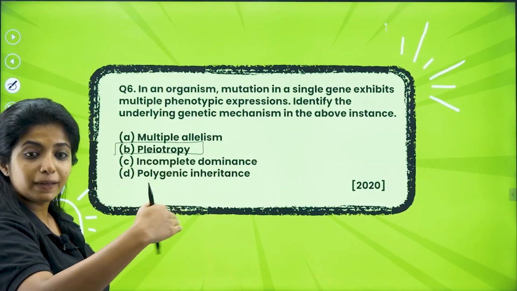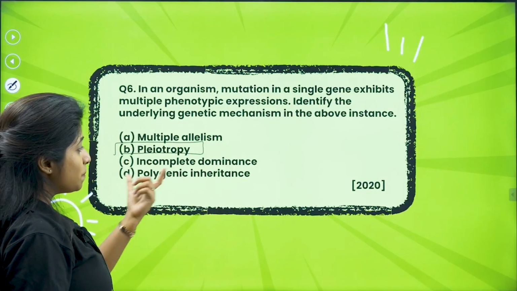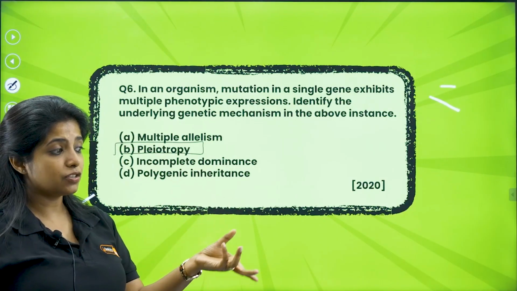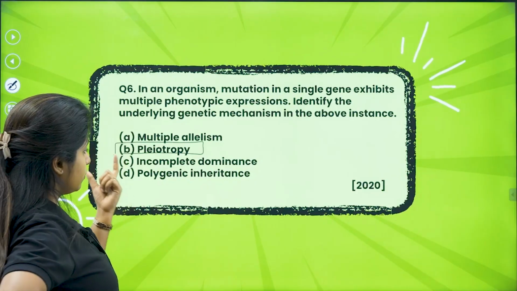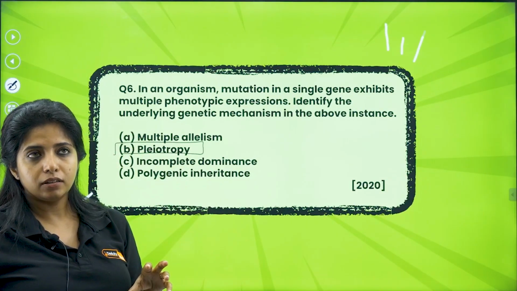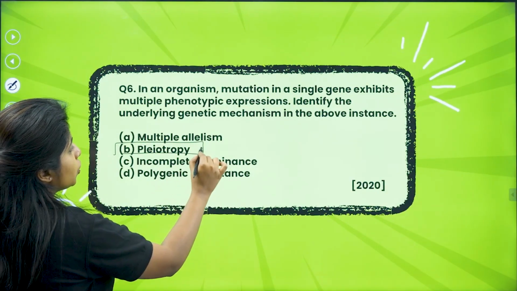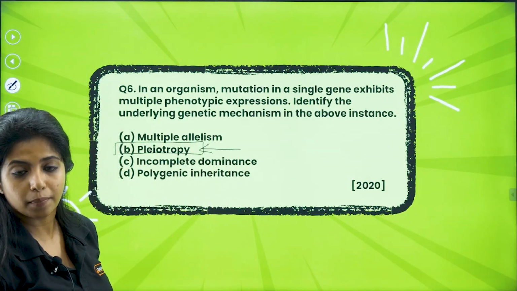Multiple allelism means multiple alleles are there, for example, IA, IB, IO. Incomplete dominance means one allele is not completely dominant over the other. Polygenic inheritance means multiple genes are required for one particular trait. So, your answer would be pleiotropy.